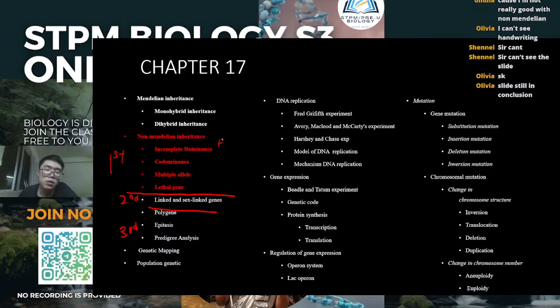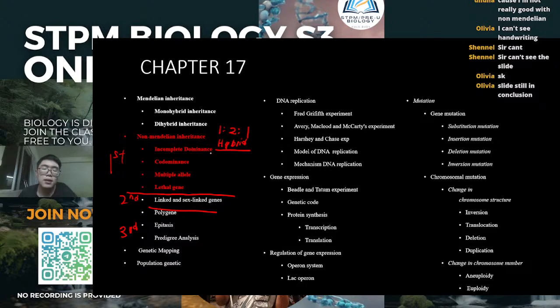So this one is more of a hybrid ratio. Because it is a hybrid of this organism, it does not express the parental phenotype ratio. It will express a totally different trait. So normally for incomplete dominance, you will get the ratio 1:1. You need to remember it.